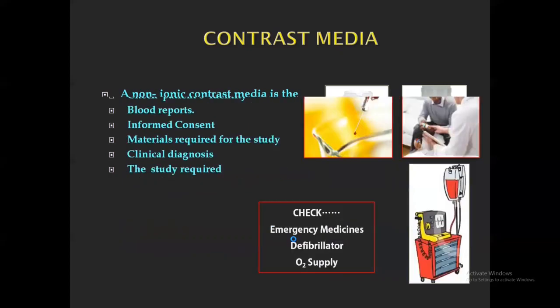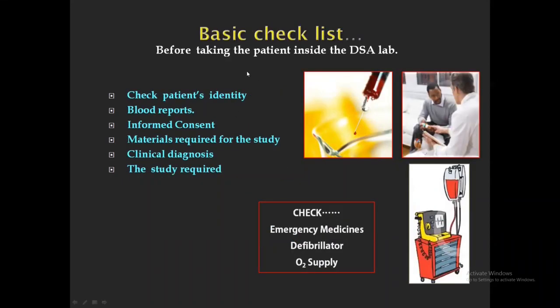You might be knowing, what are the basic checklist items to be checked before taking a patient? Before taking the patient inside the lab, check the patient's identity. First we make sure that the patient is correct. All blood reports are to be checked and verified. Then an informed consent is to be taken. You can check whether consent is there or not.